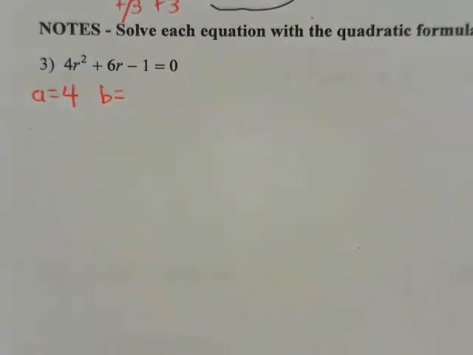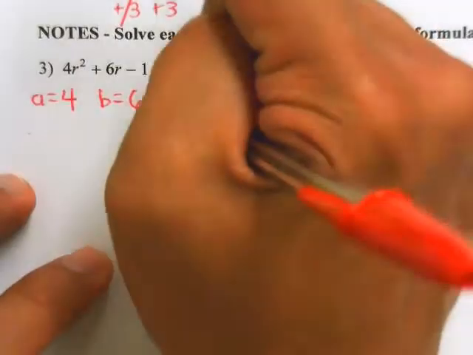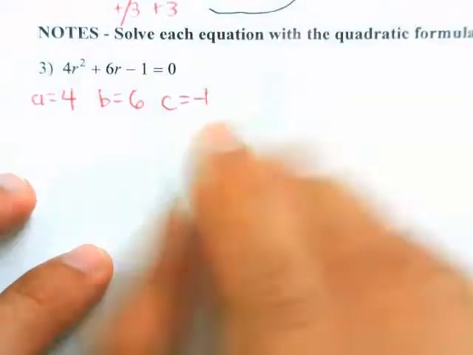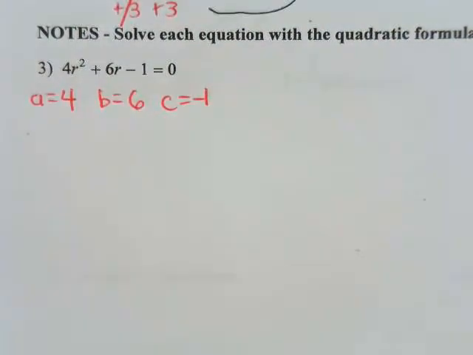Your b value is next to the variable with just the x or the r. Well, let me just move this. So that is the 6. And then your c value is just going to be the constant number without the variable, which is going to be the -1, so incorporate that negative.